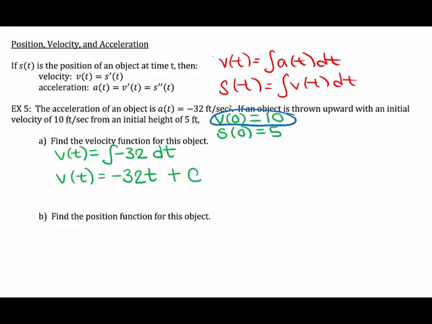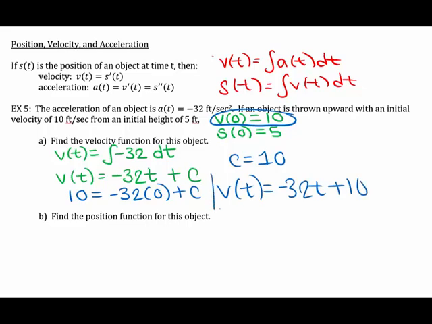Now, just like in the previous problem, we can actually figure out what that constant is because we were told that the initial velocity, if we plug in 0 for time, the velocity has to equal 10. And so I'm going to do that. I'm going to plug in 0 for time. Velocity is 10, and I can actually solve for c, and I end up getting c equals 10. So my velocity function is negative 32t plus 10.